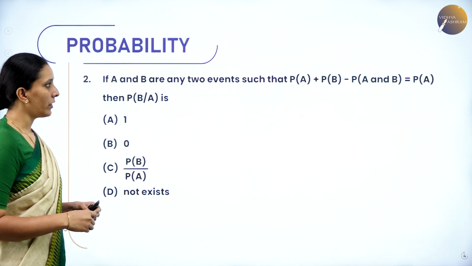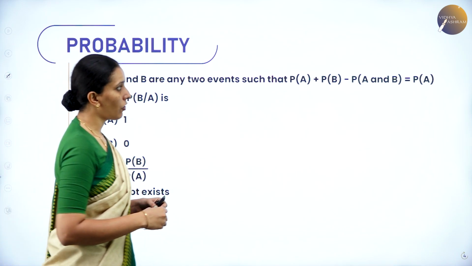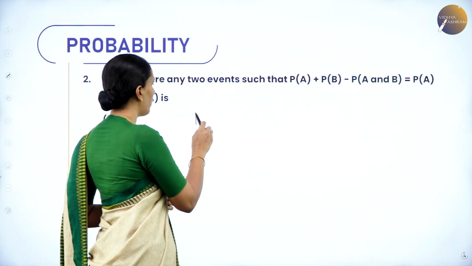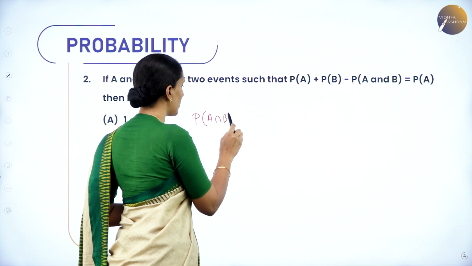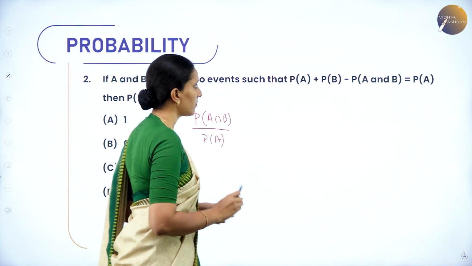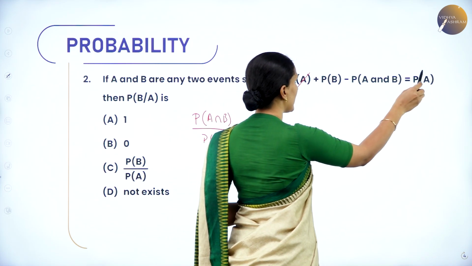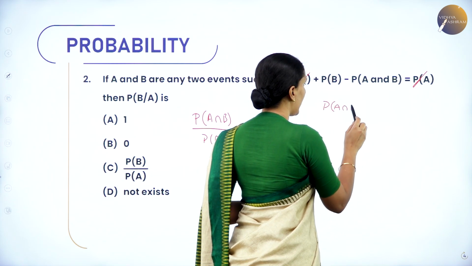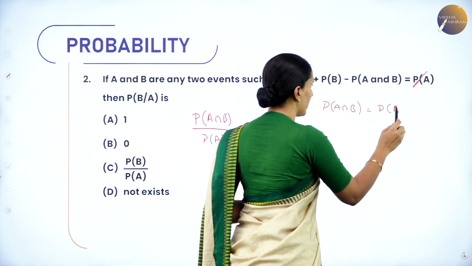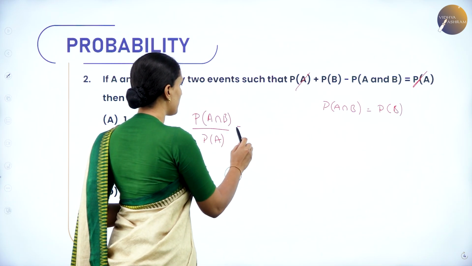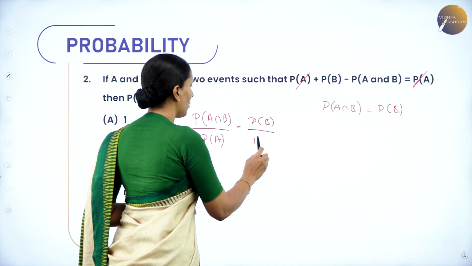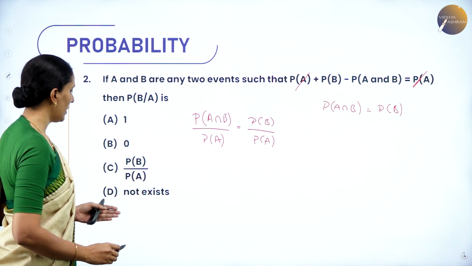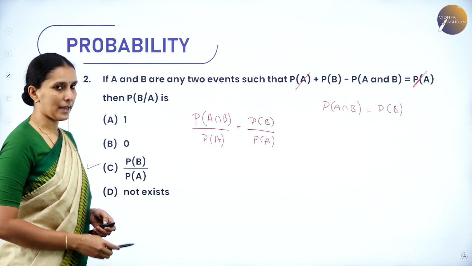If A and B are any two events such that P of A plus P of B minus P of A and B equals P of A, then P of B over A is? We know that P of B over A is given by P of A intersection B divided by P of A. Now if we solve this equation, P of A cancels on both sides and we get P of A intersection B equal to P of B. So instead of P of A intersection B, we can substitute P of B here. So we will get P of B by P of A. Options are 1, 0, P of B over P of A, does not exist. So option C is the right answer.